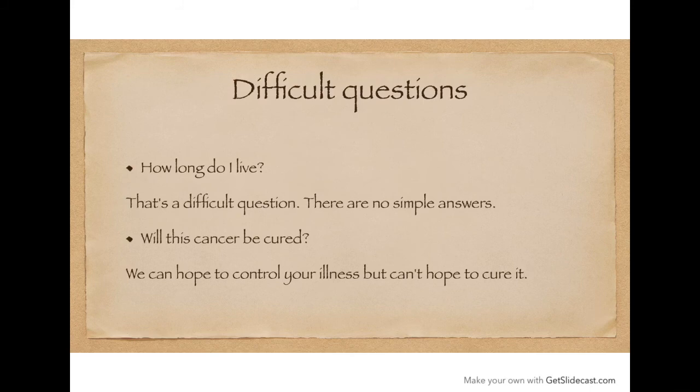There can be some difficult questions. For example, if you have been asked, how long do I live? You can answer by starting, that's a difficult question. There are no simple answers, but it is very fortunate that we were able to detect your illness at a very early stage. Or if they ask, will this cancer be cured? If it is not possible with the treatment, you can start with the phrase, we can hope to control your illness but can't hope to cure it.